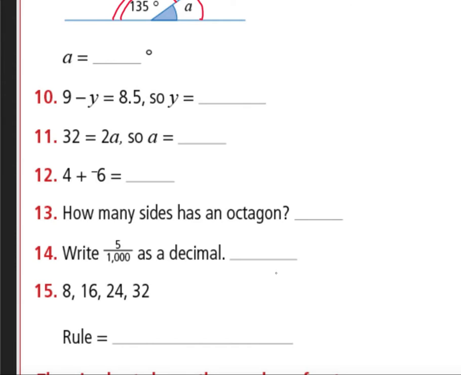Number 15, what is the rule? We're going 8, 16, 24, 32. And again, with these sequences and series, you always want to look at what is happening from one number to the next. So from 8 to 16 is 8. From 16 to 24 is another 8. From 24 to 32, that's another 8. So if we do that, we can see what's happening each time. We're adding on 8 each time.